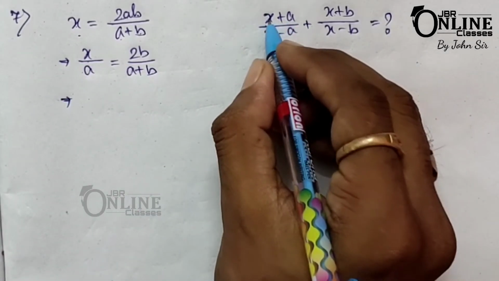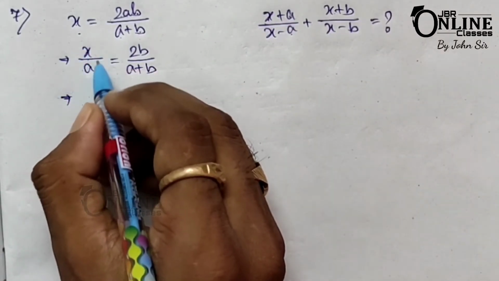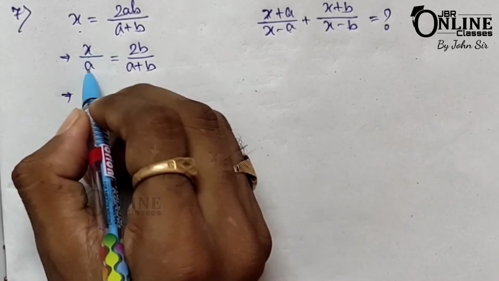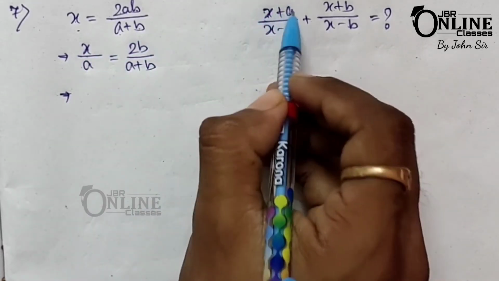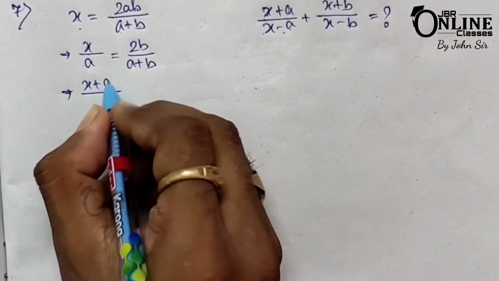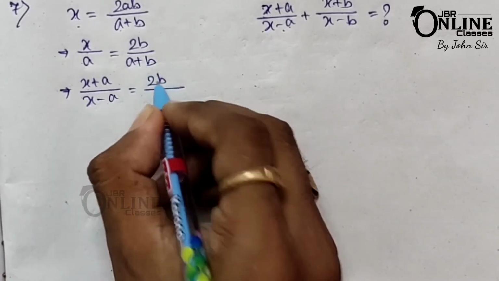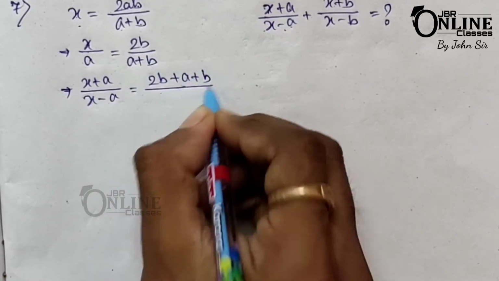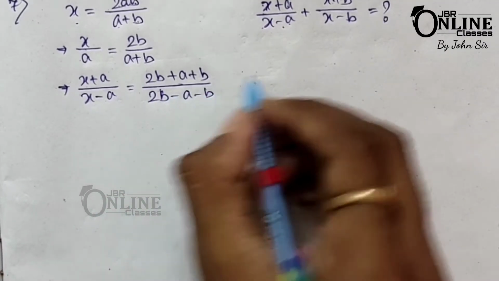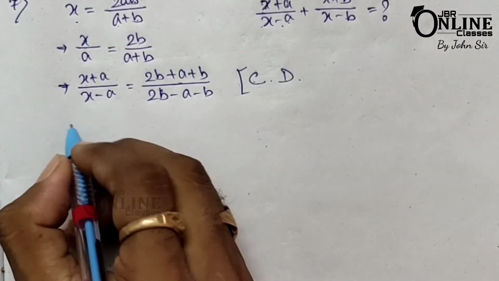Now as here x plus a by x minus a, that means if you apply the componendo and dividendo formula in this term, it will be changed into x plus a and x minus a. So just applying componendo and dividendo formula, it will be x plus a, x minus a. Same thing will happen here: 2b plus a plus b componendo, now dividendo 2b minus a minus b. Just apply here componendo and dividendo formula.